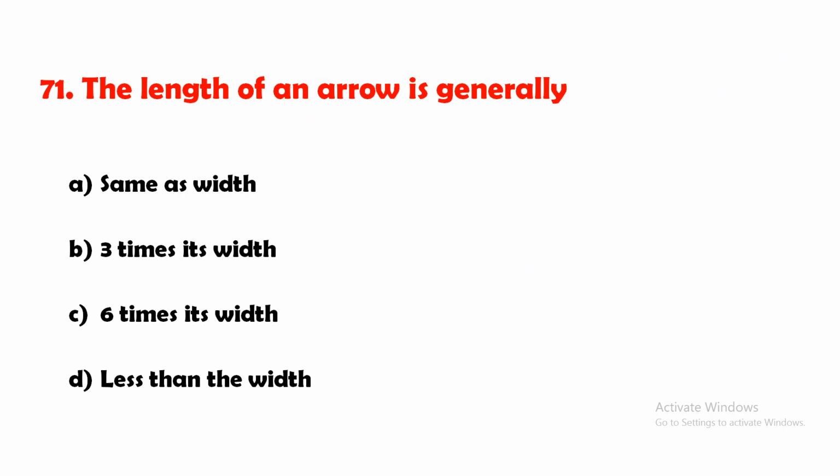The length of an arrow is generally same as its width, 3 times of its width, 6 times of its width, less than the width. The answer is the length of an arrow is generally 3 times of its width.